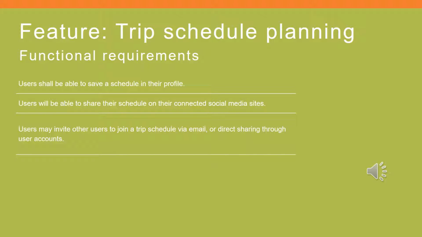7. Users shall be able to save a schedule in their profile where they can access it later. 8. Users will be able to share their schedule in their connected social media sites such as Facebook or Twitter, where they can show other people their trip, the trip that they're doing. And this can also increase engagement in our application. 9. Users may invite other users in the application to join them in the trip schedule via email or directly sharing them through the user accounts feature.